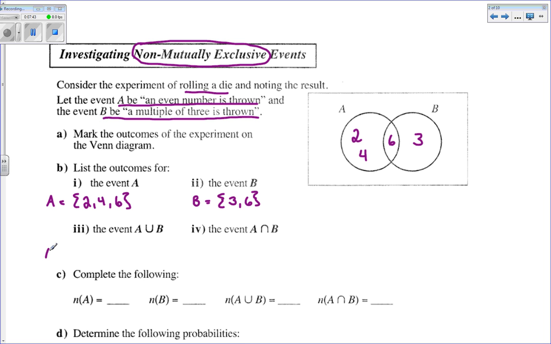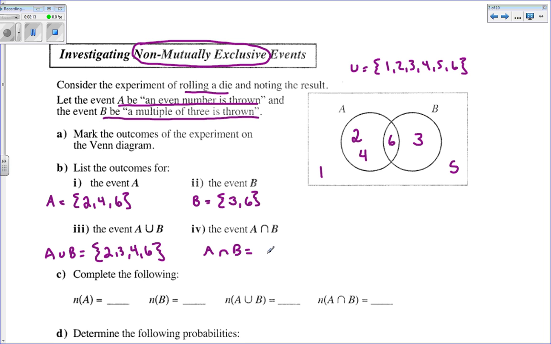So then the event A or B is everything in the Venn diagram. We've got 1 and 5 on the outside there. And our universal set is still 1, 2, 3, 4, 5, and 6. That doesn't change. So A union B is everything in the two circles in the Venn diagram. So 2, 3, 4, and 6. And A and B, the intersection, is the 6, which is in both. And the union is in either.